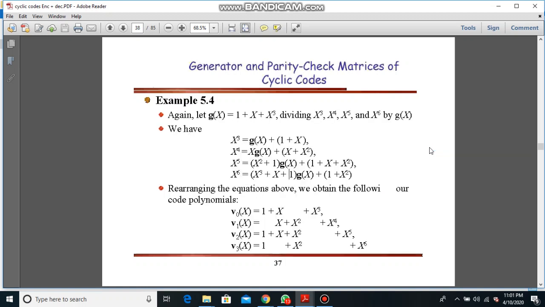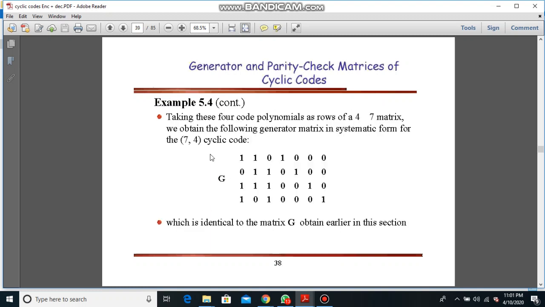Next, again let g(x) divide x^3, x^4, x^5, x^6. We have x^3 = g(x) + 1 + x, and 1 + x^4 = x g(x) and so on. Rearranging the equations above, we obtain the following code polynomials. By rearranging this, I will get all my code polynomials. This is one example. Continuing with that, taking these 4 code polynomials as rows of a 4 cross 7 matrix, we obtain the following generator matrix in systematic form.